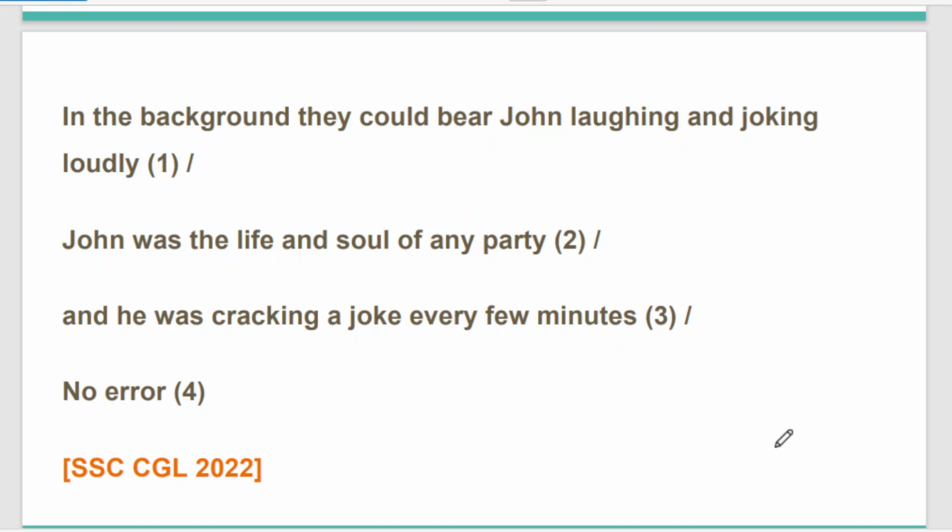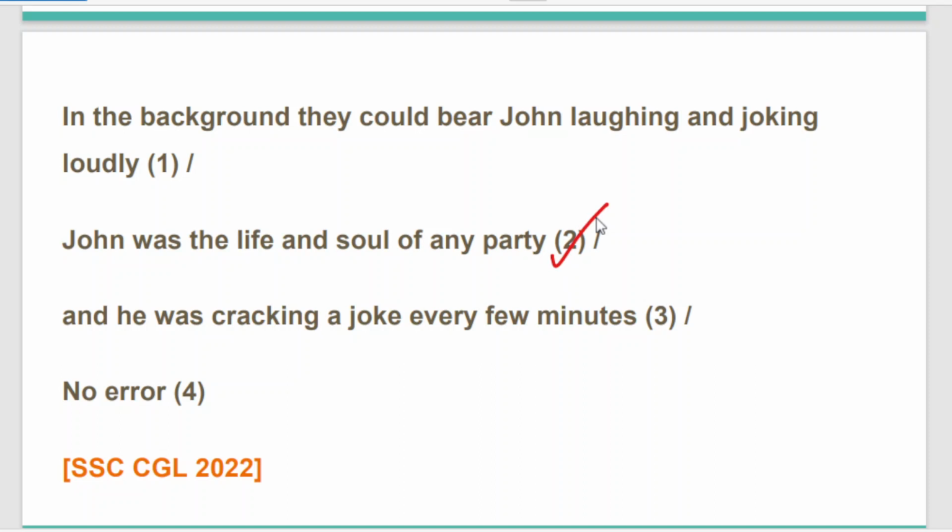Let's read the question again. In the background, they could hear John laughing and joking loudly. John was the life and soul of any party. And whenever you're reading again and again, you will clearly find out that slowly and steadily, you can see the error. It is actually coming out of the sentence and literally hitting your mind. Just like when I read the sentence again, and the way I read, I hope you're getting the idea where the error is lying. Now the error is actually lying in part number 2.